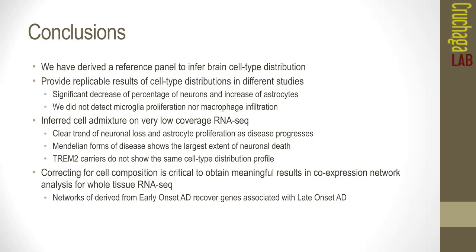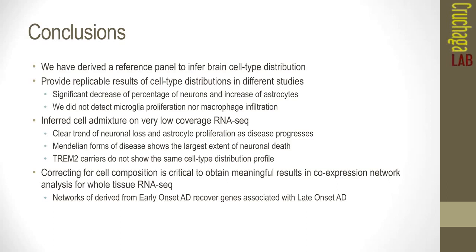We were able to infer cell admixtures from very suboptimal RNA-seq data. Again, there's a clear trend for neuronal loss and glial proliferation as the disease progresses, and we learned that Mendelian forms of disease show a huge amount of neuronal death compared to other manifestations of AD.